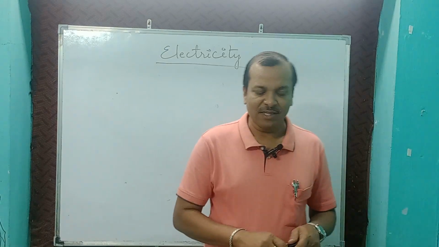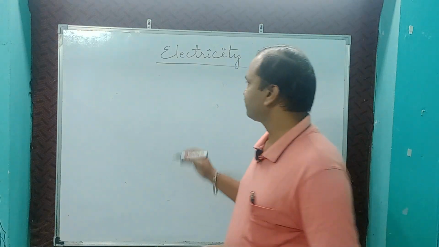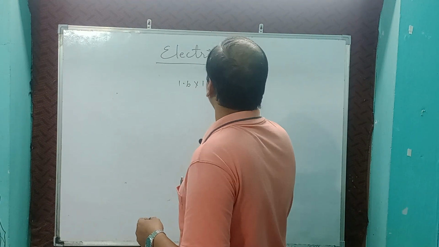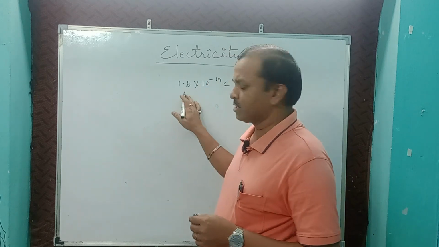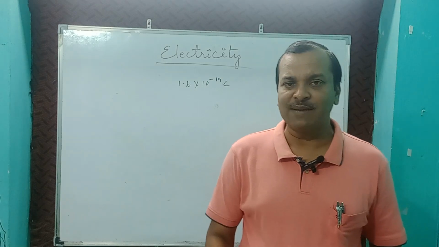One charge is equal to 1.6 into 10 to the minus 19 coulomb. You have to remember this. Okay. Now we will discuss types of electricity.